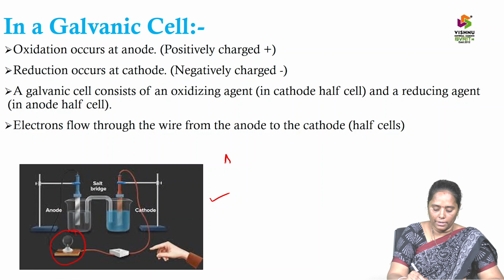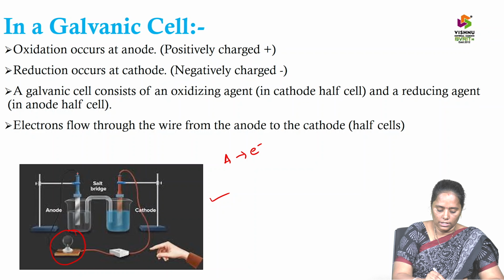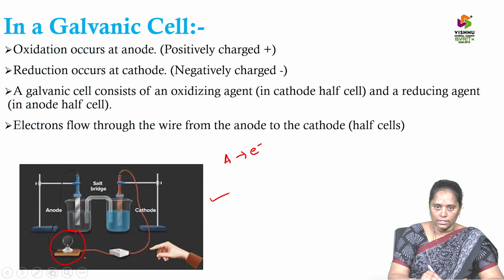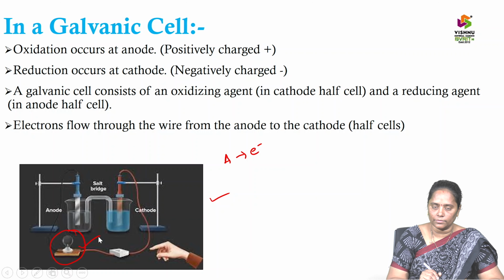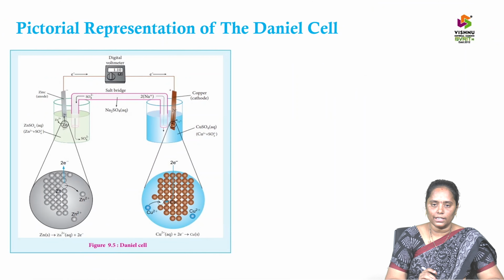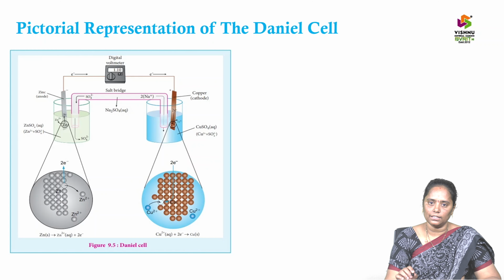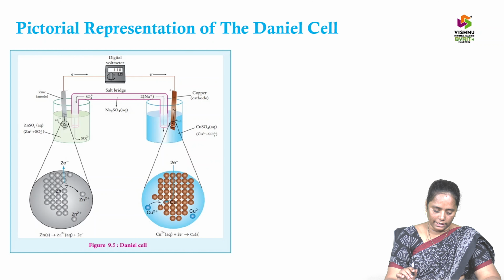As the anode is liberating electrons, the electrons will be moving from anode to cathode. The movement of electrons can be measured also by glowing this bulb. So, this would be the pictorial representation of an electrochemical cell, voltaic cell or Daniell cell.